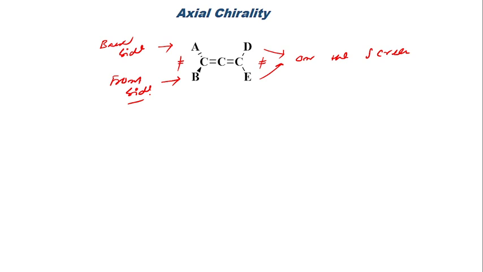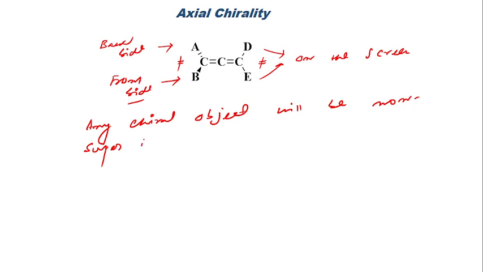So now if I ask the basic question of why this molecule is chiral, then we have to go to the basic fundamentals of chirality. Any chiral object will be non-superimposable with its mirror image.